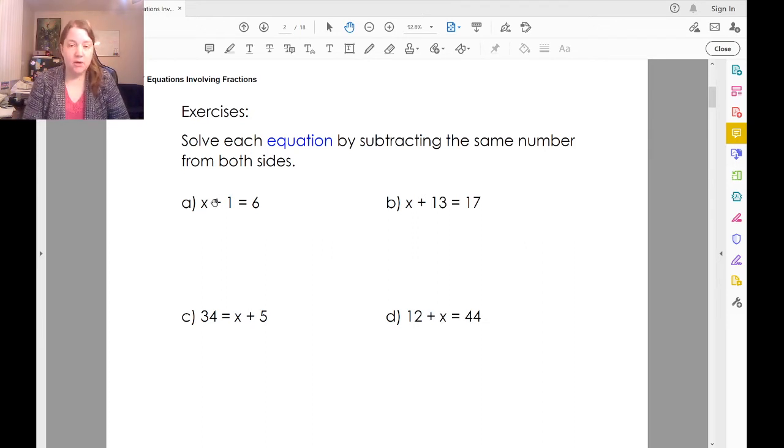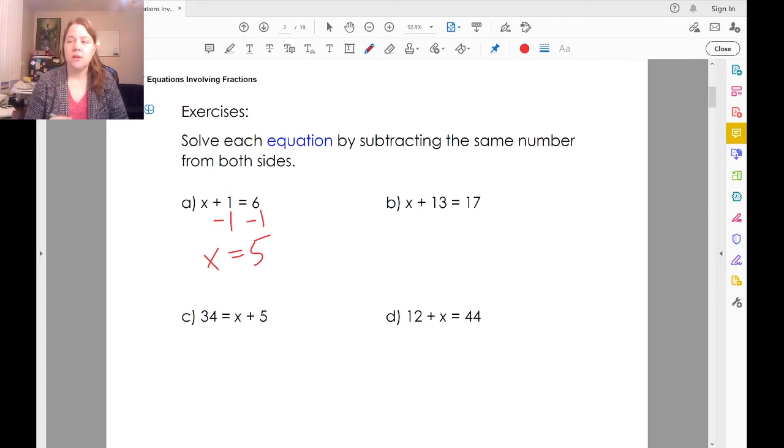We have an unknown number plus 1, and we know that when we add 1 to that, we get 6. So when we take that 1 away from both sides, x is 5. You try the rest, and then we'll talk about it when you come back.